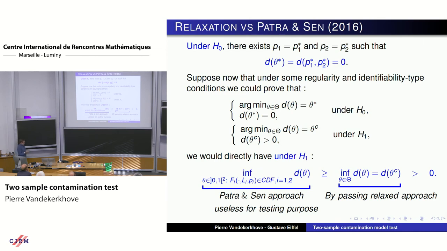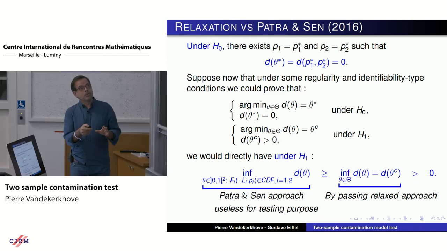So indeed, under H0, if you have equality, you will find exactly a couple theta composed by P1, P2, so that d of theta star is equal to 0. It's a minimizer of the discrepancy measure. Under H1, you hope that we never get 0. If you go across the parameter space and try to minimize this discrepancy, you will probably find a minimizer theta c, but the distance taken at this point never reaches zero. It will be strictly positive under H1.